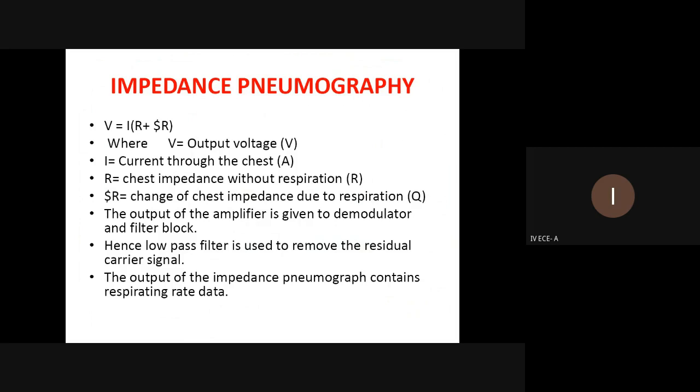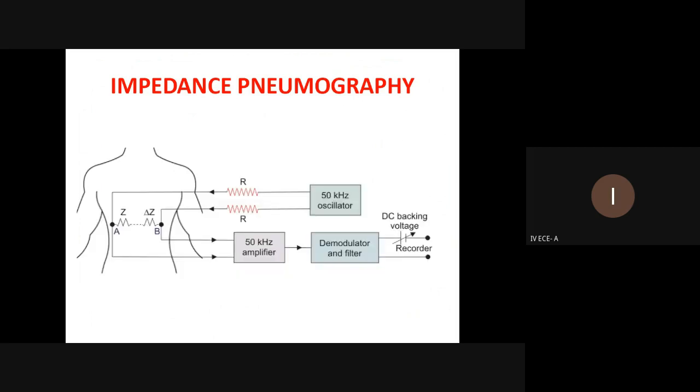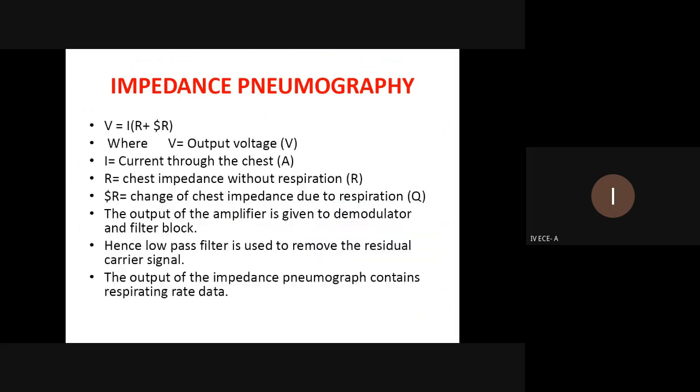Okay, the change of impedance, delta Z, is equal to the change of chest impedance due to respiration, over the chest impedance without respiration. This is the experimental setup of impedance pneumography.